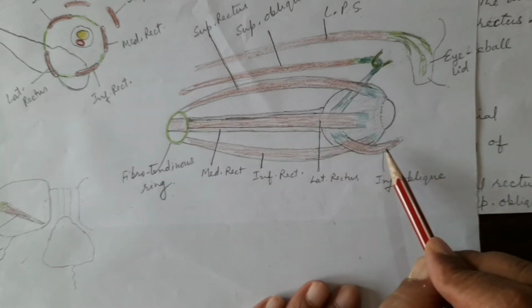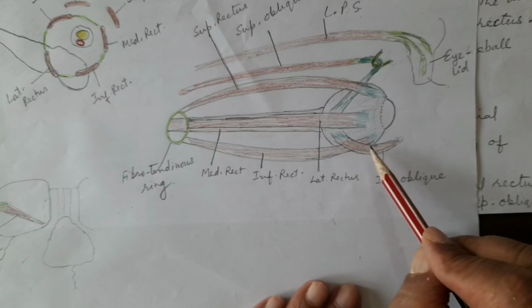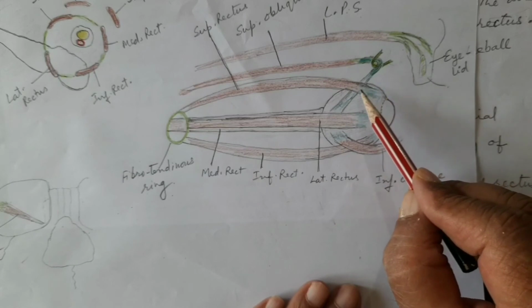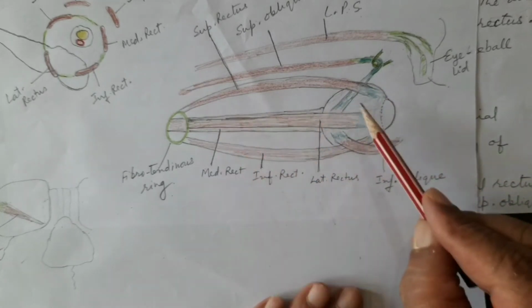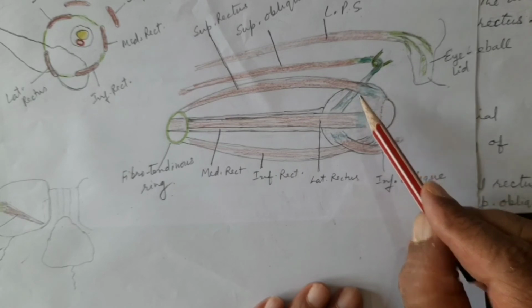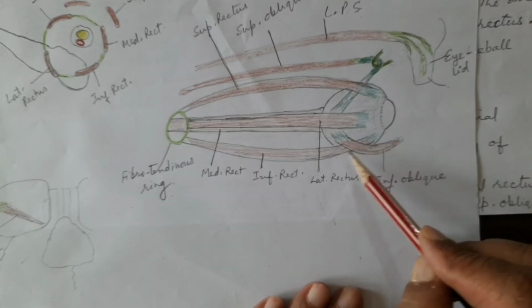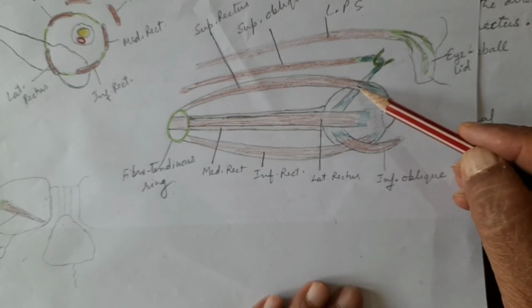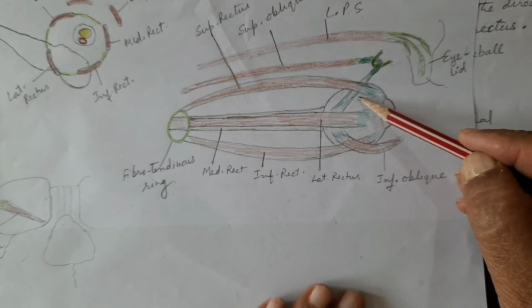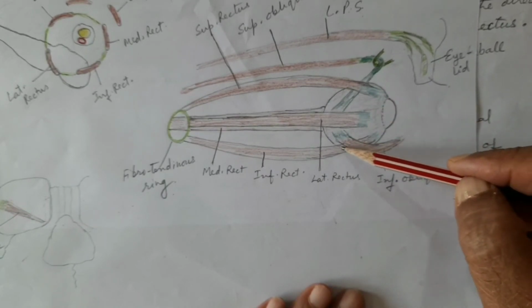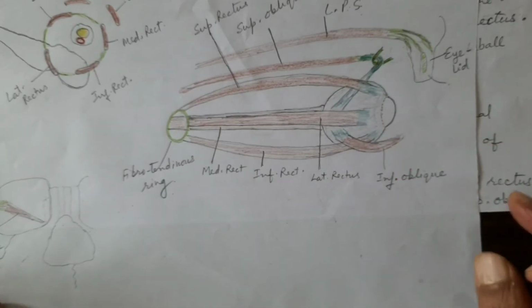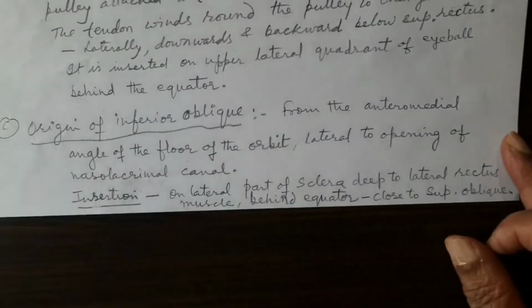While this inferior oblique is running near the floor of the orbit, it is running deep to the inferior rectus. But when the superior oblique is running towards the posterolateral direction, it is running deep to the superior rectus. That means the superior oblique is running between the superior rectus and the eyeball. Here it is running between the floor and deep to the inferior rectus. That you should remember about the origin and insertion of the superior and the inferior oblique muscles.